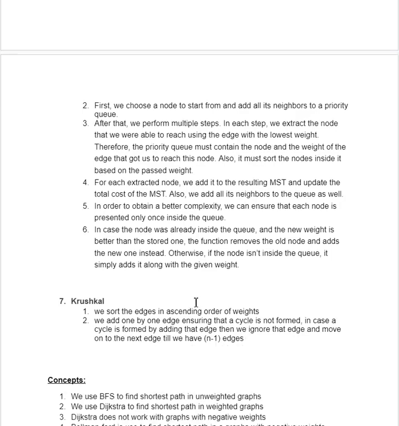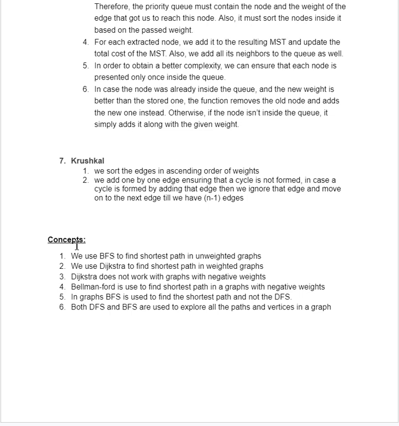Just to review what we learned in this video, some of the basic concepts: we use BFS to find the shortest path in unweighted graphs. We use Dijkstra's to find the shortest path in weighted graphs without negative weights. Bellman-Ford is used to find the shortest path in a graph with negative weights. BFS is used to find the shortest path and not DFS. Both BFS and DFS are used to explore all paths and vertices in a graph.